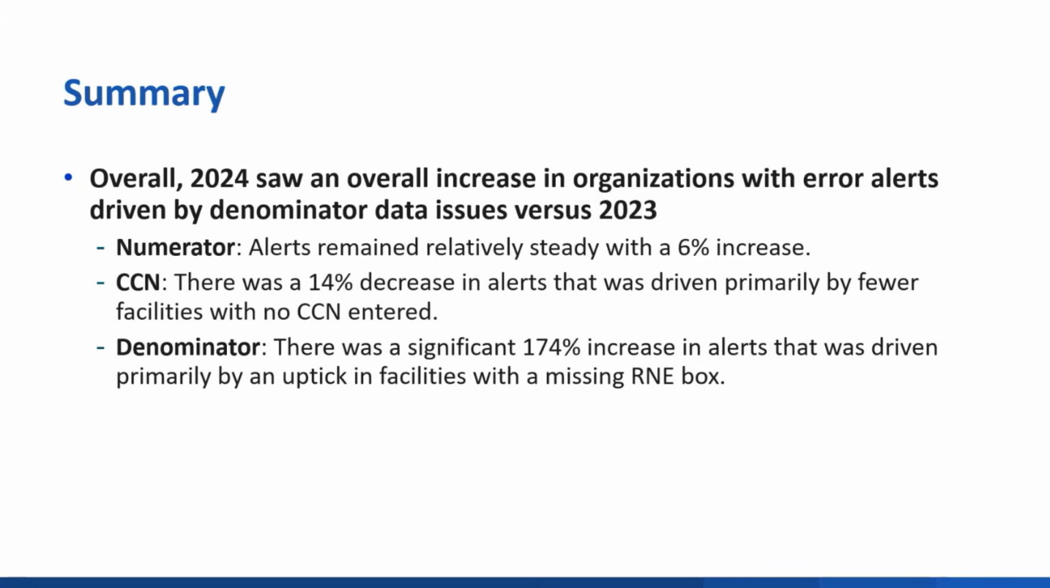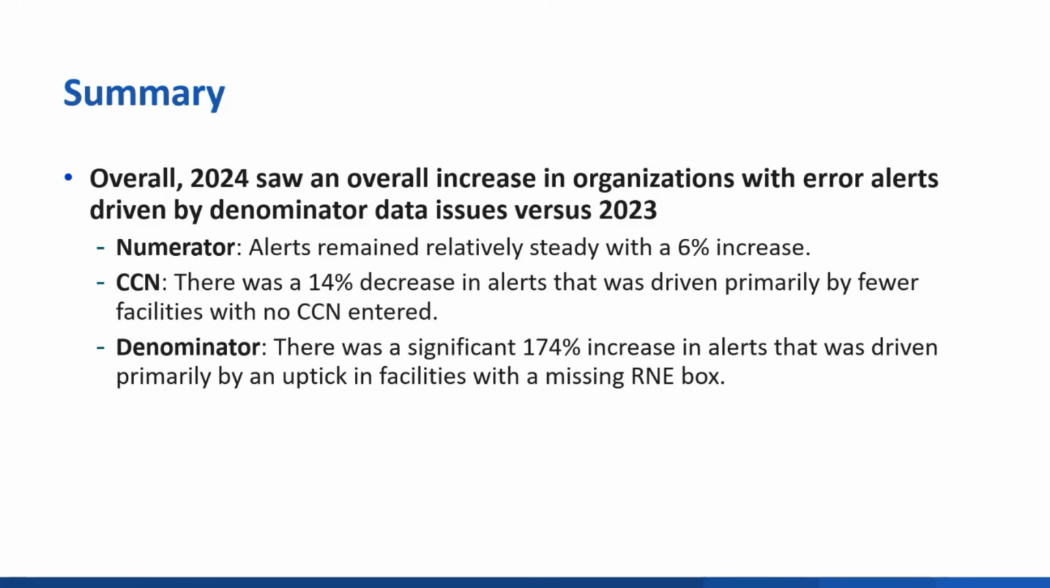On the next slide, just an overall summary. We saw an overall increase in organizations with error alerts, but as I just discussed on the previous slide, that's mostly driven by the denominator data issues versus the year before in 2023. And a facility getting an alert isn't necessarily the worst thing. It means that we can reach out to them and we're ensuring that our data quality is great.